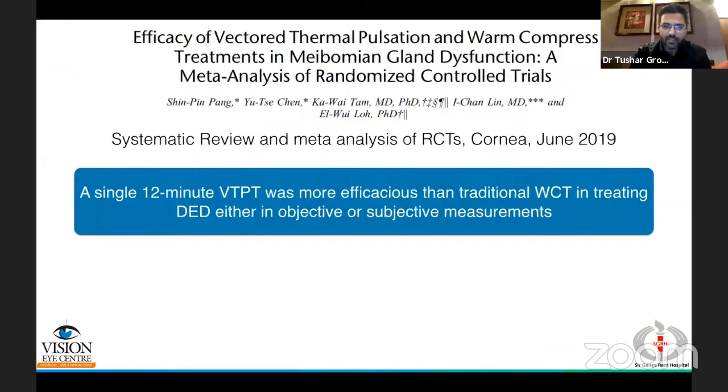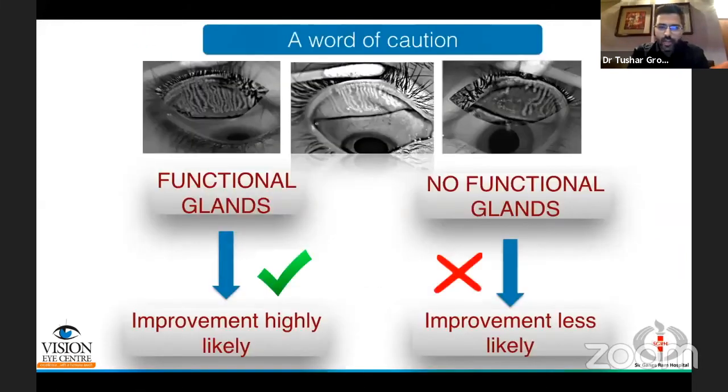So there are quite a few RCTs available as well now, which have found that vector thermal pulsation is more effective than warm compresses, both in terms of objective measurements of dry eyes as well as the symptoms of patients. A very genuine drawback here is the cost. It's a pretty expensive procedure, and you cannot really offer it to all the patients. In addition to that, if somebody has a huge amount of gland dropouts, then you really need to counsel the patient well, because the benefit that patient is going to get from Lipiflow or from any treatment for that matter is not going to be very, very significant, because there are already a huge number of glands that have been lost, and those glands don't come back.